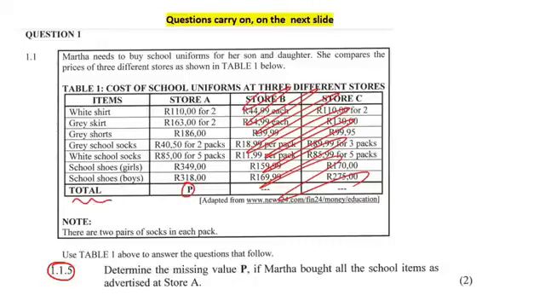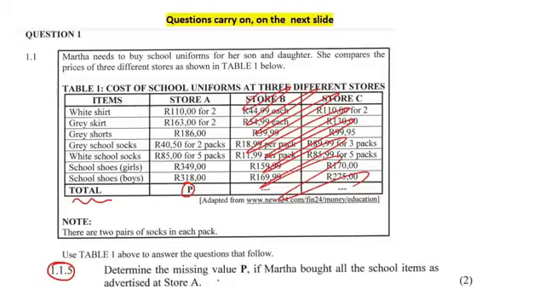Okay, so we're literally just going to add all of these numbers together. Some of you might be like, yeah, but Kevin, what about the VAT and all of that? Guys, if they're not talking about any VAT or anything over here, just ignore it. So you're literally just going to add all of these numbers together.